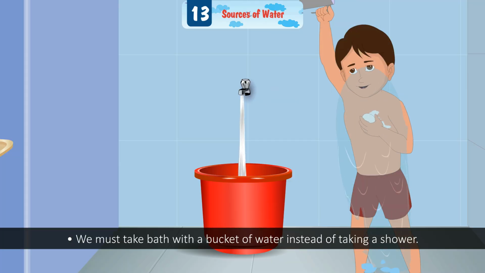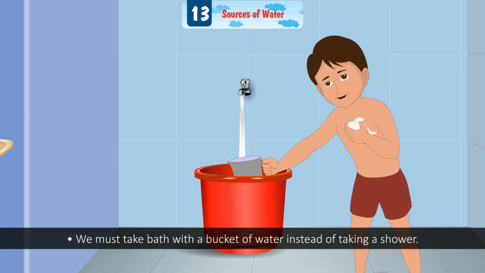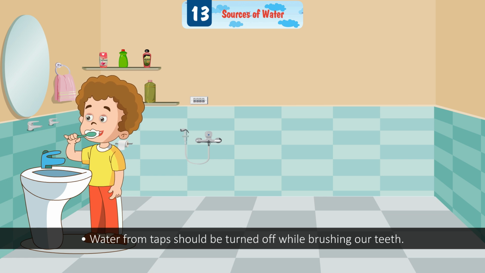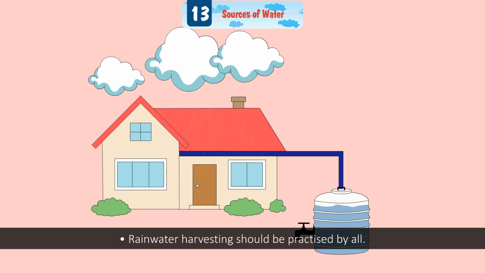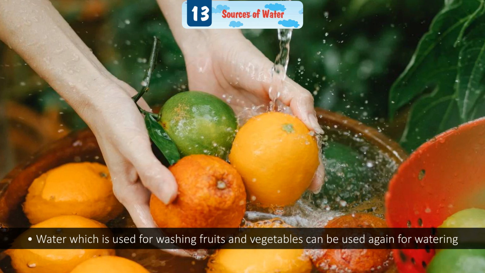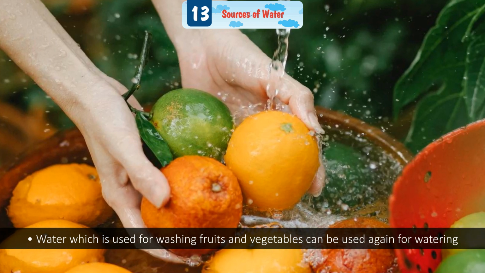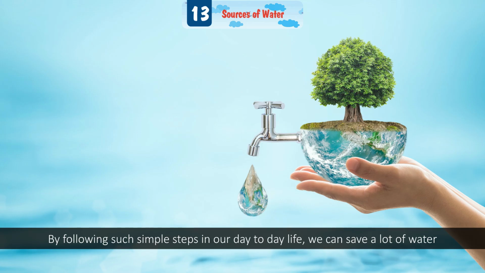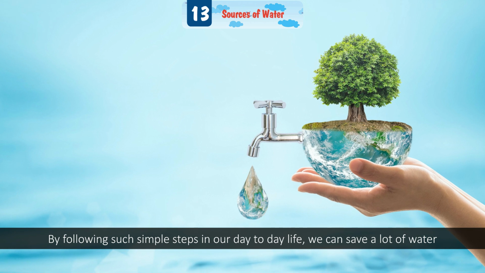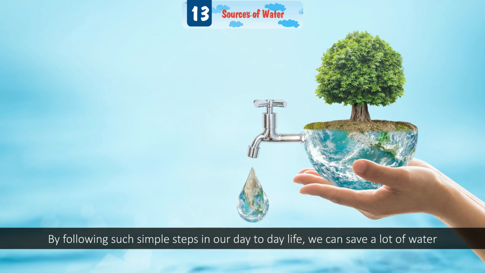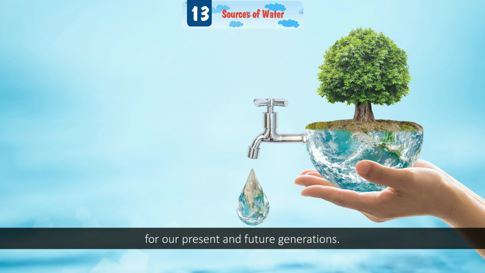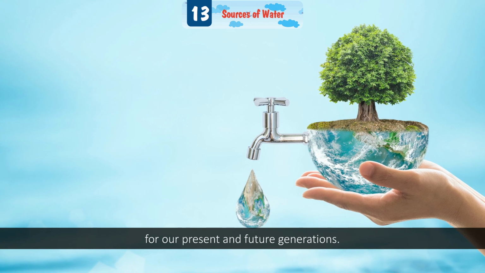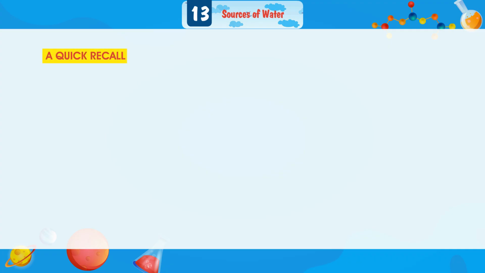We must take a bath with a bucket of water instead of taking a shower. Water from taps should be turned off while brushing our teeth. Rainwater harvesting should be practiced by all. Water which is used for washing fruits and vegetables can be used again for watering plants. By following such simple steps in our day-to-day life, we can save a lot of water for our present and future generations.